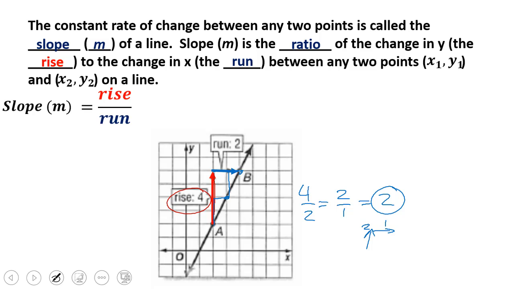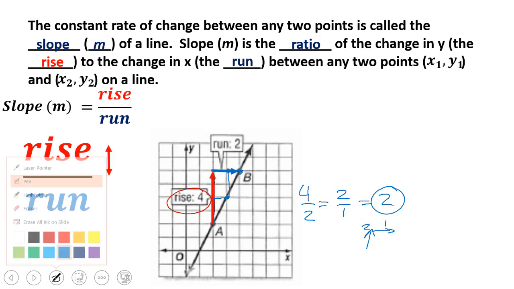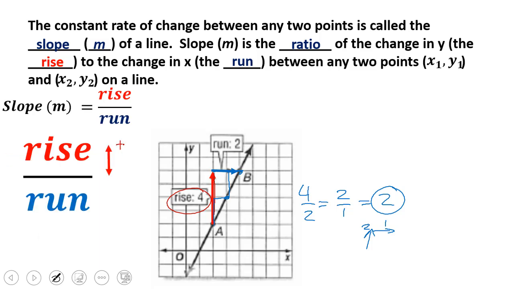Ladies and gentlemen, now another interesting thing about rise. Sometimes we might have to go down to get to point B, from the left to the right, from A. So rise can go up or down. You have a positive slope if it goes up. You have a negative slope if it goes down. So there is a possibility of a positive and a negative slope. Rising means positive. Going down means negative. So up is positive, down is negative.